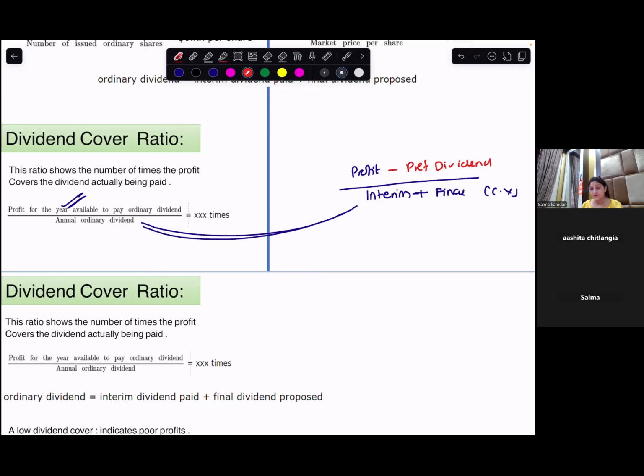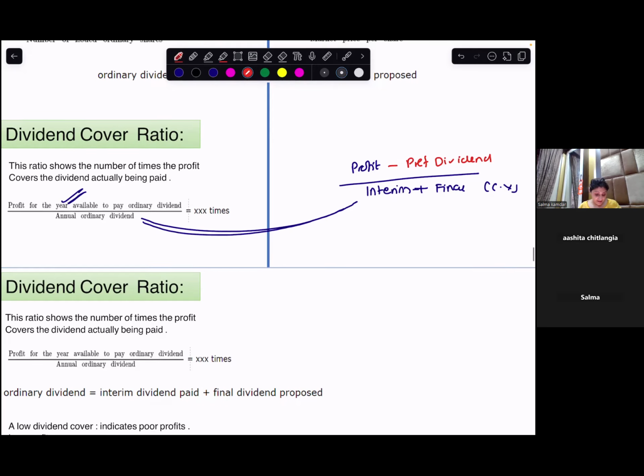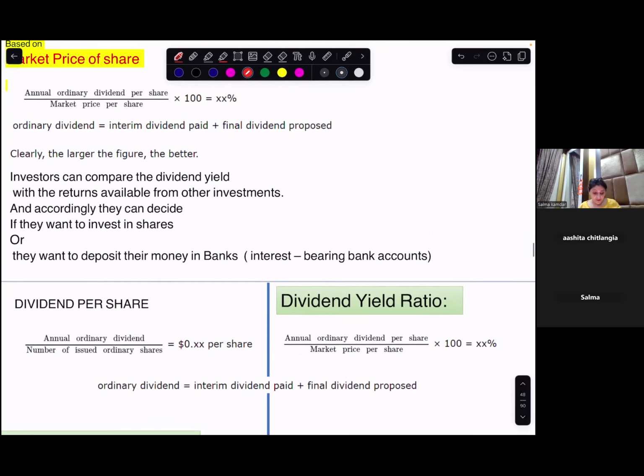What is the formula for the dividend cover ratio? The formula is profit for the year that is available to pay dividend upon annual ordinary dividend. So, what is the profit that is available to pay dividend? Profit minus preference dividend. Very good.